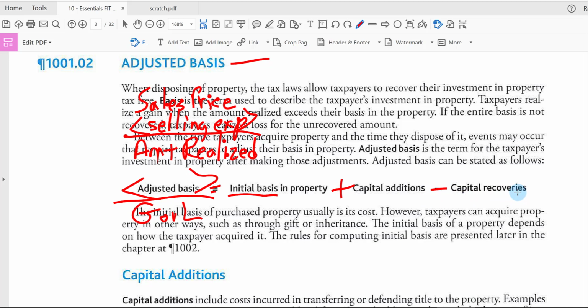Let me briefly discuss capital recoveries first. The main one that we subtract out here is called depreciation, or accumulated depreciation that relates to business use property. And we won't get into business use until next semester in the next tax class called Accounting 137.